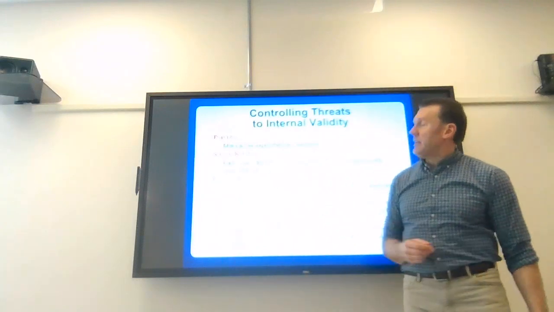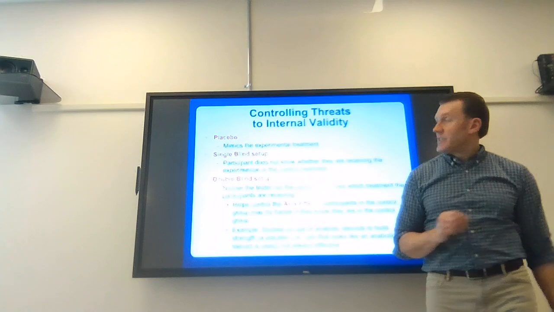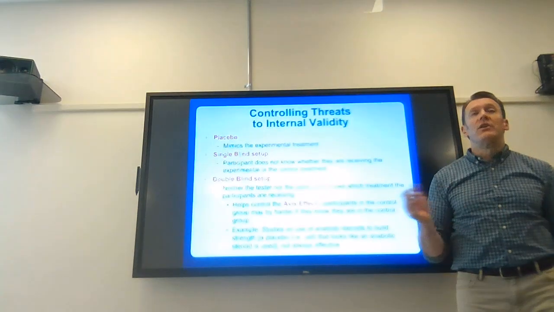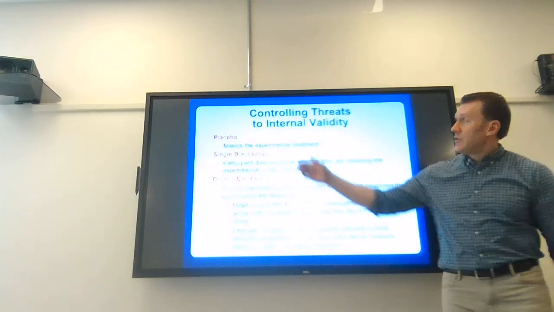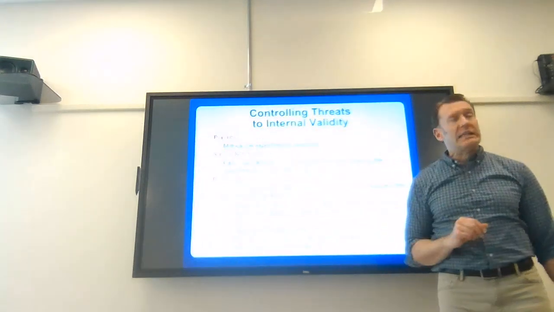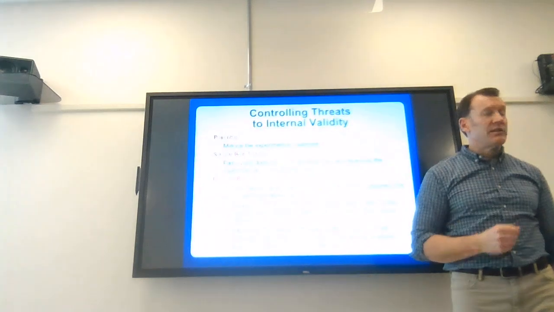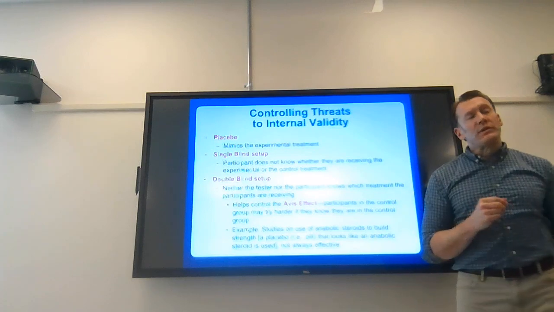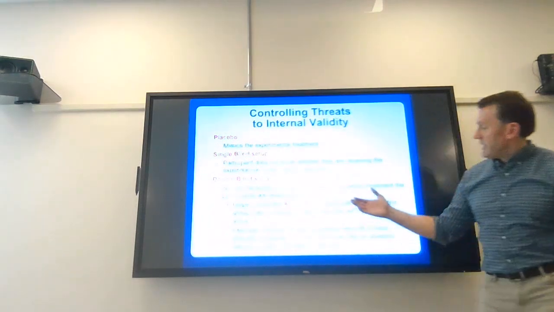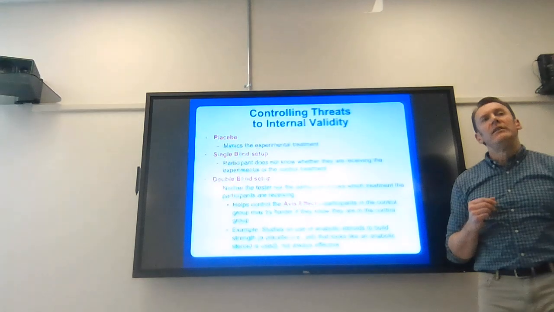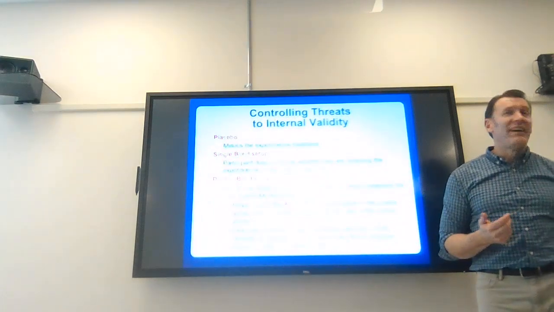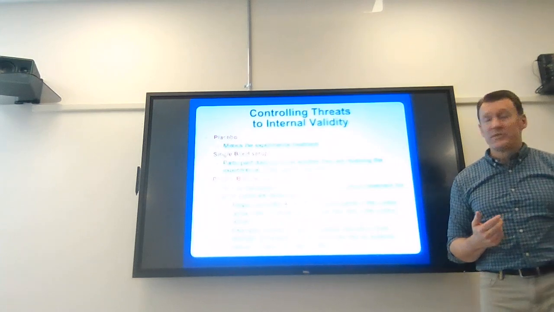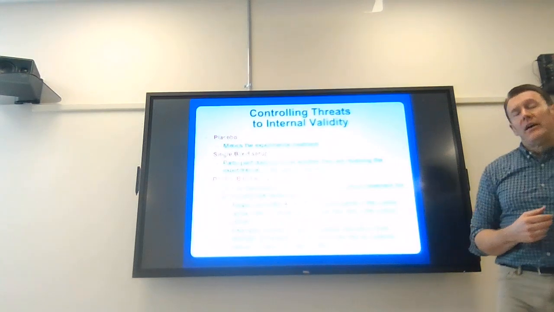A double blind is where not just the participant, but also the experimenter doesn't know which one they're getting. So single blind is the participant. Double blind is both the experimenter and participant don't know which they're getting. So this helps control what's called the Avis effect, which means that participants know they're in the control group. If you know you're in the control group, you're going to try to prove them wrong and try harder a lot of times. Okay, so the Avis effect.